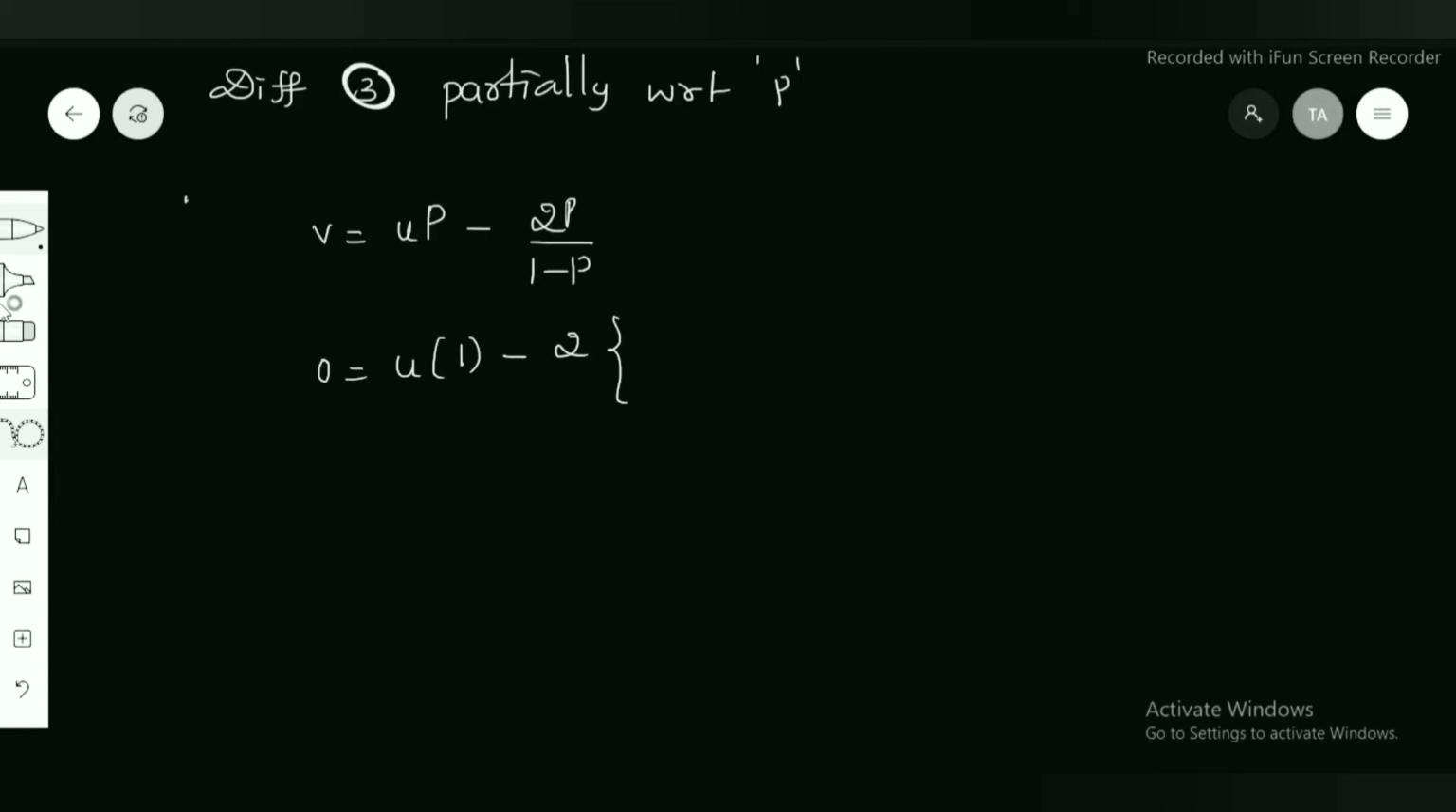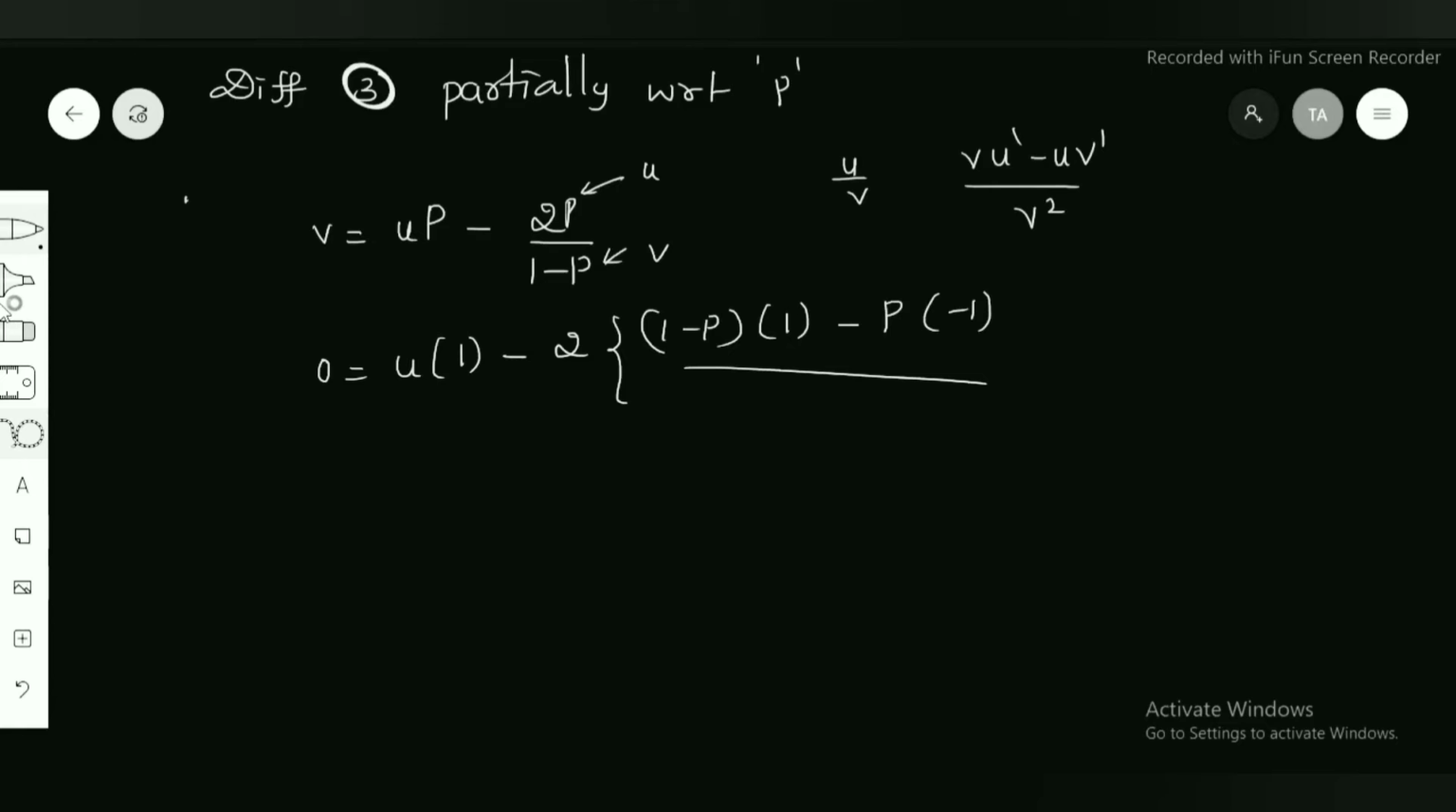So let us apply the u by v rule here. This is my u, this is my v. So what does the u by v rule say? v u dash minus u v dash by v square. So let us write that v is 1 minus p as it is, u dash is 1, u as it is, v dash is minus 1, whole divided by 1 minus p whole square.